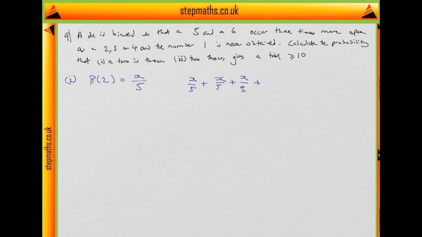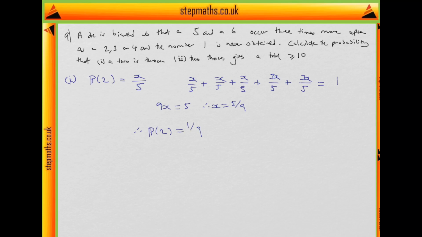Plus the probability of 5, well, that's 3 times the probability of any of the 2, 3 or 4, so that's 3x over 5, plus the probability of a 6, which is again 3 times the probability of the other ones, 3x over 5. That should be equal to 1, the total probability. Adding up and multiplying by 5, we get 9x equals 5, and therefore x is equal to 5 over 9. So the probability of a 2 is x over 5, 5 over 9 over 5, which is 1/9.